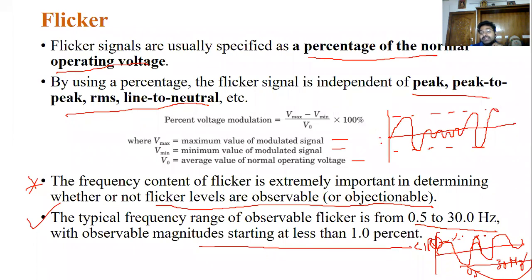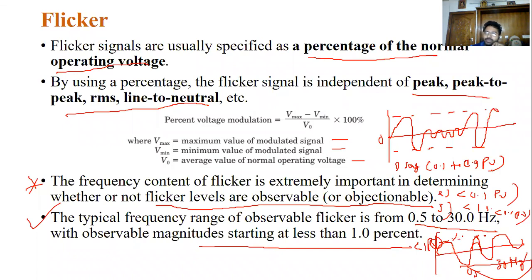So this low voltage level will get the two cases. SAG: what is the range? 0.1 to 0.9 pu. Remember, 0.1 to 0.9. What is the interruption? Less than 0.1 pu. Then what is the SAG case? Less than 1%. Less than 0.1 pu.